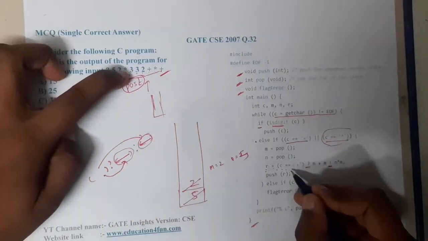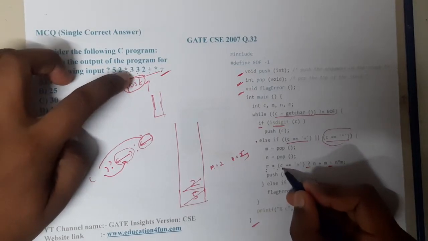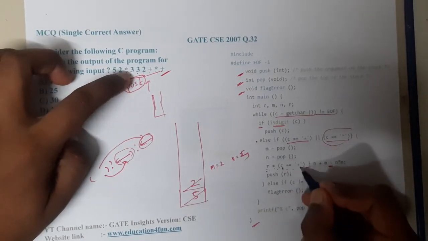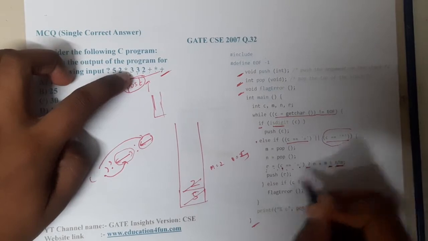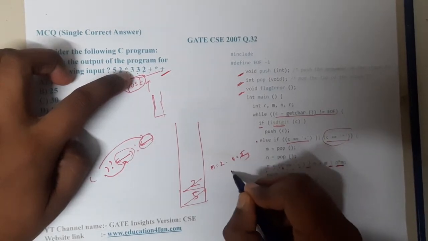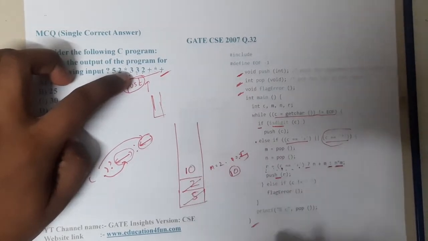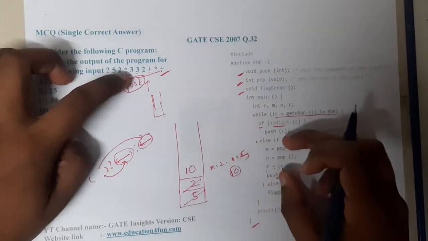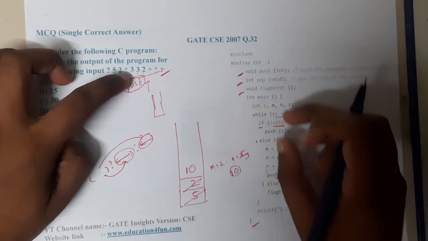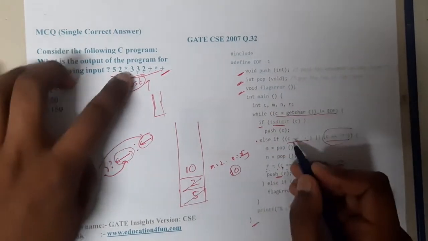Remember that. So what is the condition here? Is the operator star equal to plus? No, hence it will do n cross m. So the result will be 10, and that 10 will be pushed again. So the else branch is executed, right? Then it will come out again and move on to the next character.